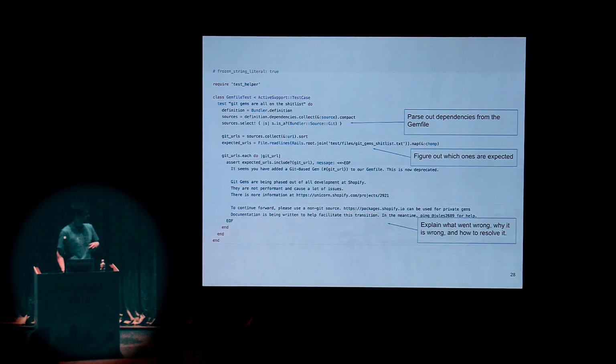And so what this now means is that people can do their work, and they only find out at the time of trying to add a Git gem that they're actually not supposed to do that, and they don't have to remember it. We don't get more work in that migration, and this has actually been very helpful.